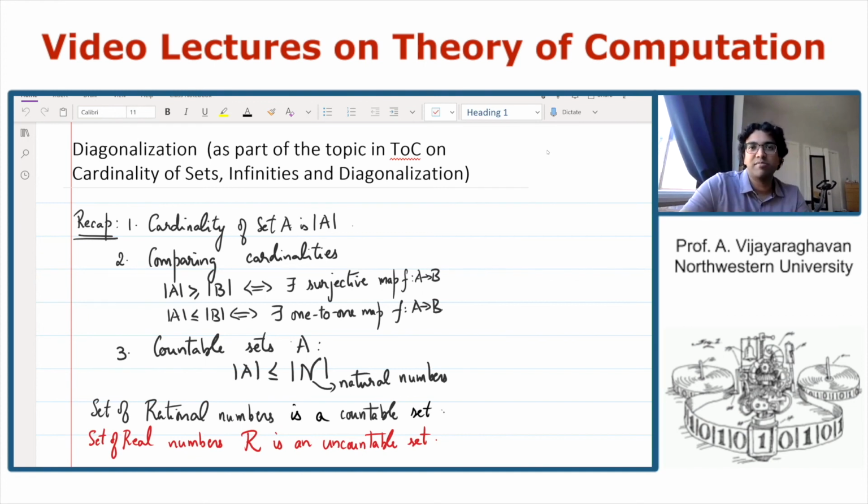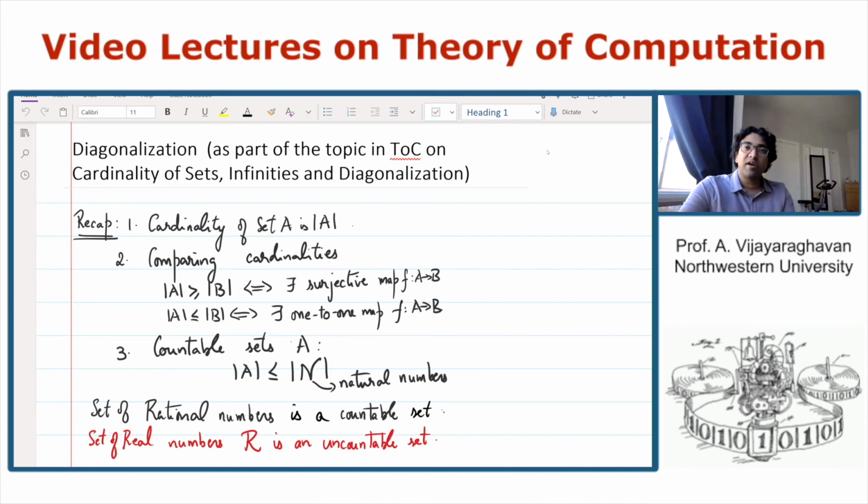It's just the size of the set for finite sets, and it extends the notion to infinite sets. And we saw how we could compare cardinalities of sets. In particular, we would say that the cardinality of set A is greater than or equal to the cardinality of set B if and only if there exists a surjective map that goes from A to B. Similarly, we can say that the cardinality of A is less than or equal to the cardinality of B if we exhibit a one-to-one map from A to B. And this gave us a way to compare cardinalities.